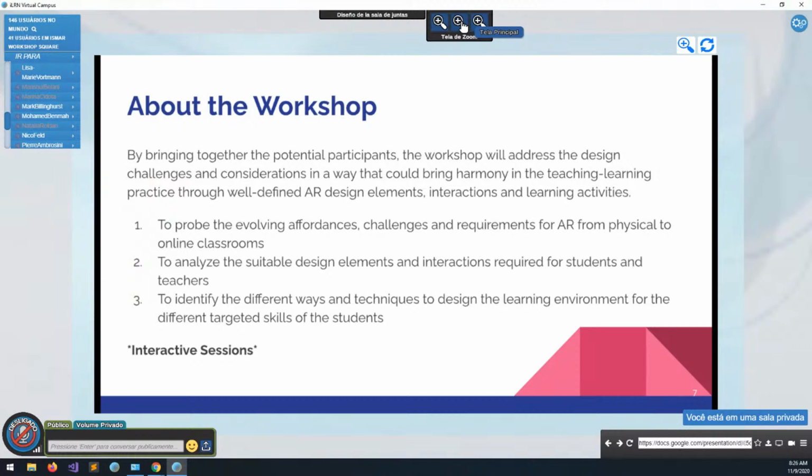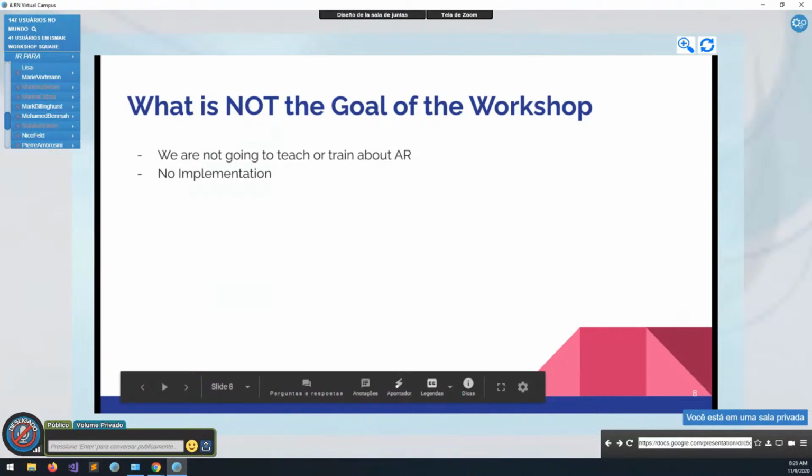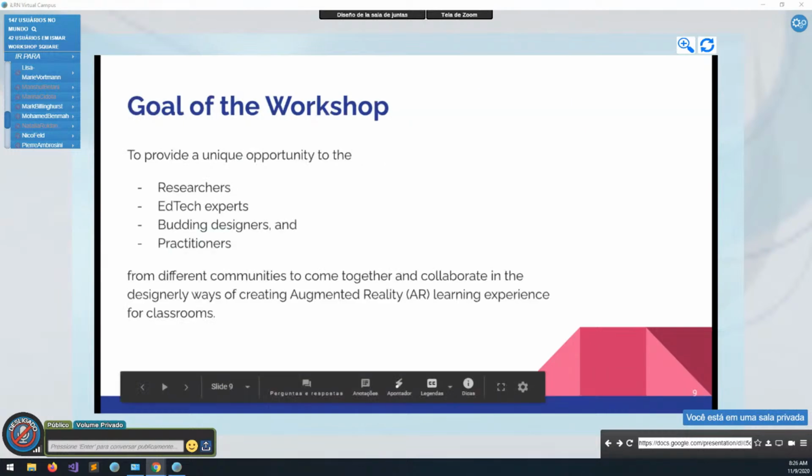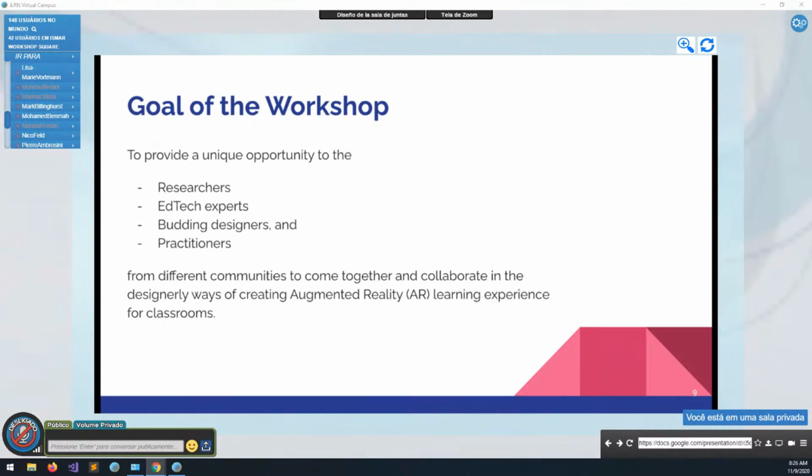So, as I mentioned before, this entire session is going to be interactive. So please be ready to have a good amount of discussion going throughout. In this workshop, we are not really going to teach or train you about AR or the implementation of AR. It's just going to be more of a brainstorming session. The major goal of this workshop is to provide a unique opportunity to all of you who have come together on this platform from different communities, so we can all collaborate in the different designerly ways to create augmented reality learning experiences for classrooms.